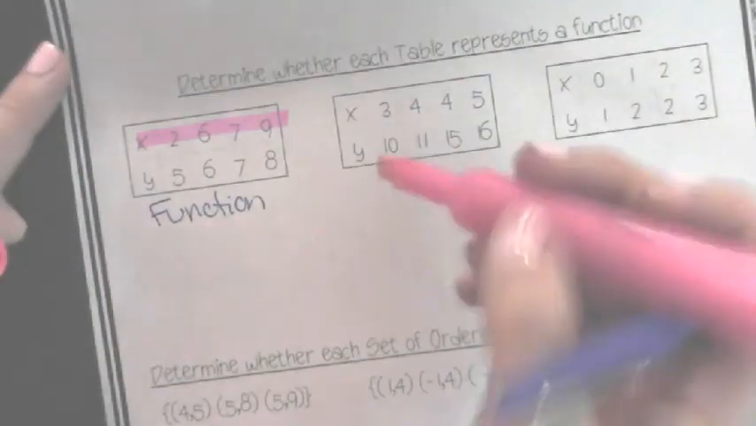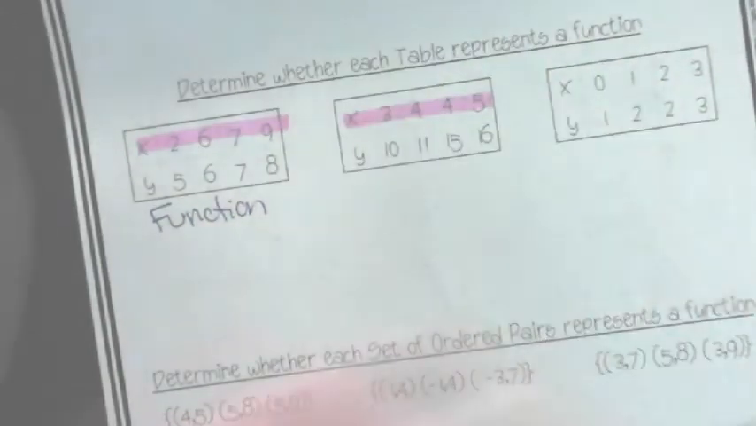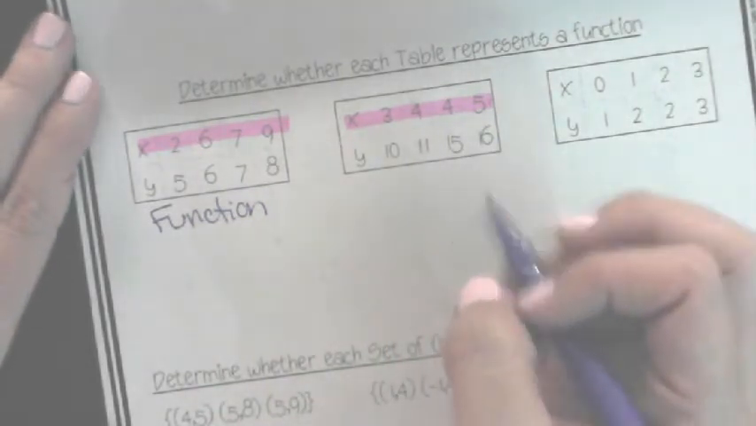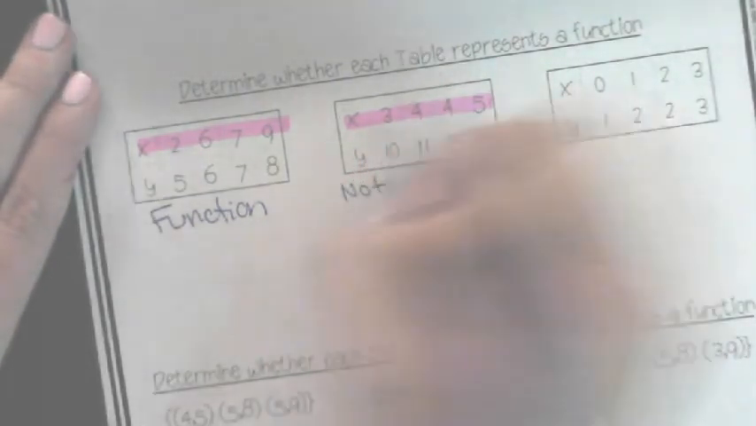On the second one, again, I'm just focusing on my x values. I have 3, 4, 4, and 5. Is that a function? Why? My 4 is repeating, so that's not a function.